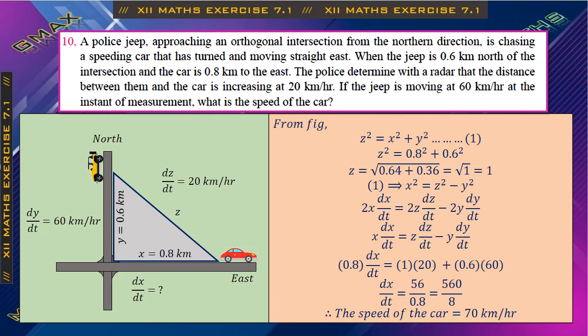Now I have to find the speed of the car, that is x. So convert the equation, x square equal to z square minus y square. Now differentiate: 2x dx by dt equal to 2z dz by dt minus 2y dy by dt. Now substitute the values. dx by dt equal to 560 by 8, that is 70 km per hour. The speed of the car is 70 km per hour.